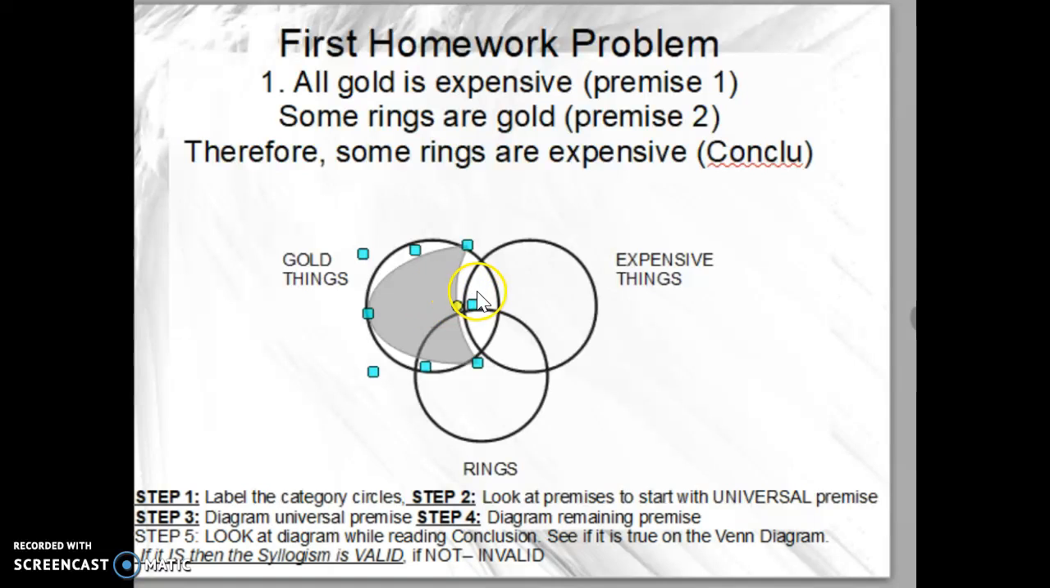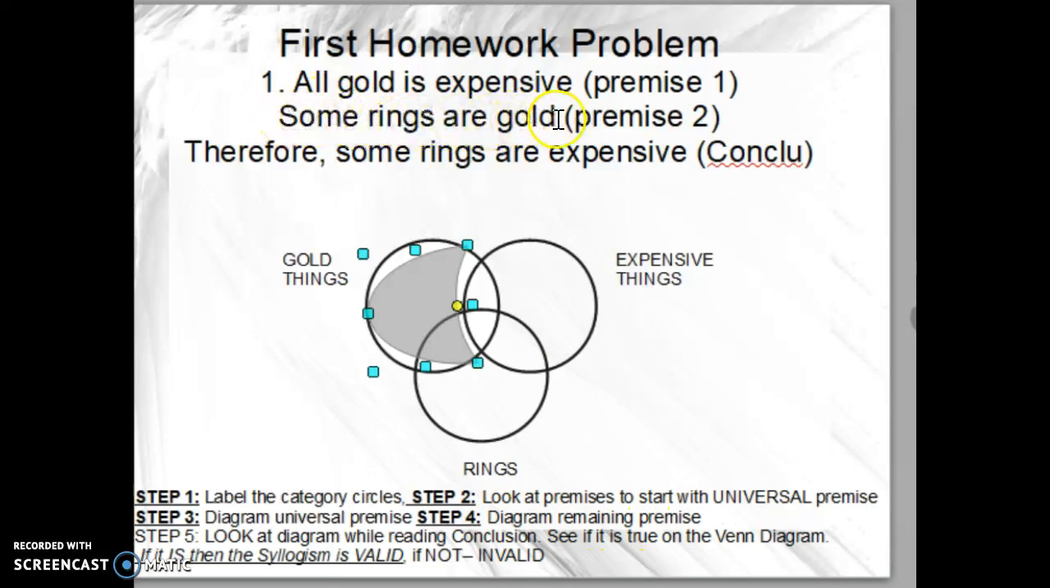So now we've pushed all the gold things into the 2 tiny remaining areas. So everything that's gold, you can't have anything out here. It's now all in here in the expensive things part. Okay. So that's step 3, we diagrammed the universal premise. Now step 4 says diagram the remaining premise. So this is our next one.